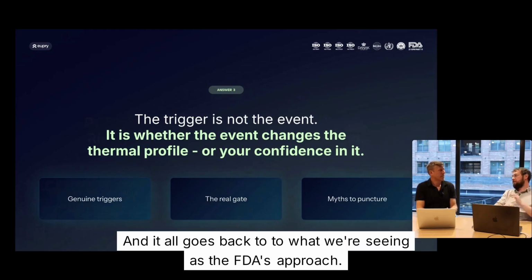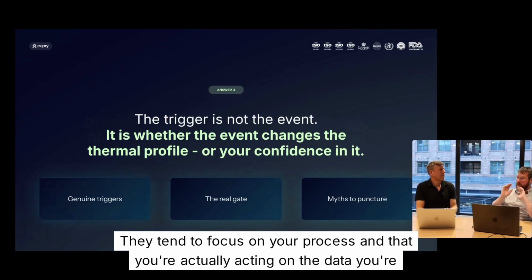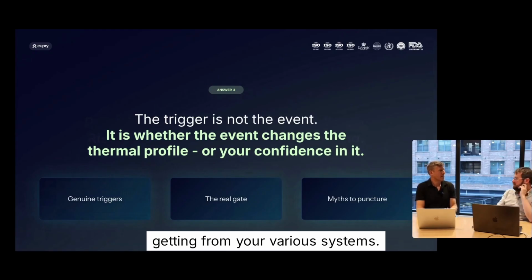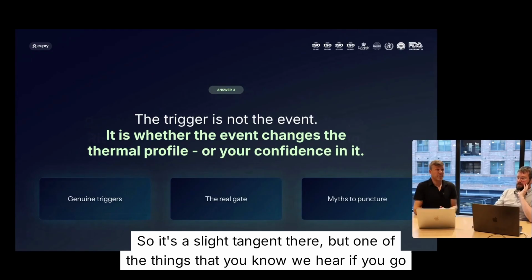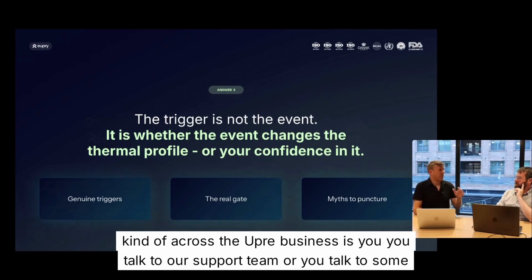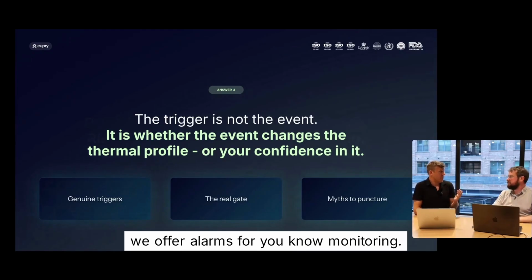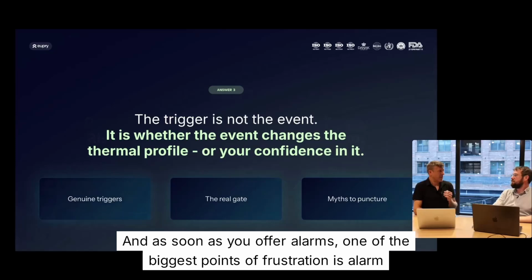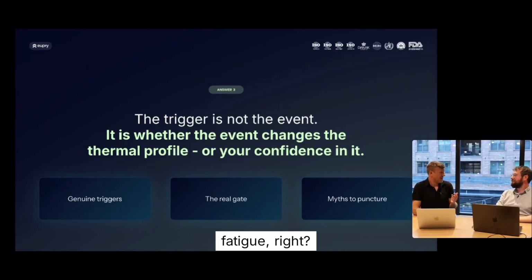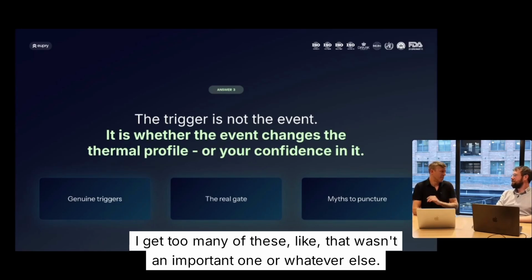And it all goes back to what we're seeing as the FDA's approach. They tend to focus on your process and on whether you're actually acting on the data you're getting from your various systems. Yeah, so it's a slight tangent, but one of the things we hear across the Eupry business, if you talk to our support team or the teams doing setup of our systems, is that we offer alarms for monitoring, and as soon as you offer alarms, one of the biggest points of frustration is alarm fatigue, right? I get too many of these, like, oh, that wasn't an important one.